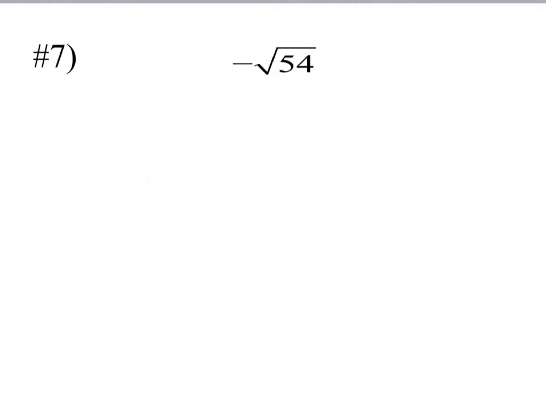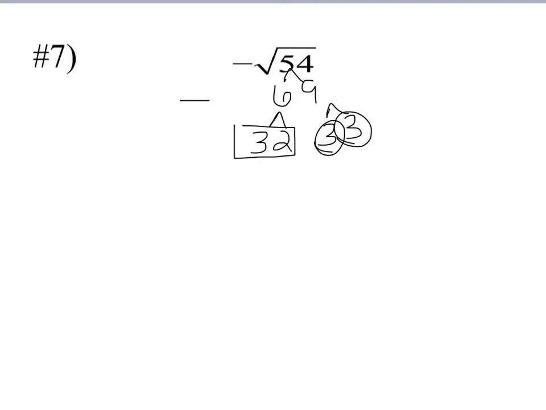All right, here we have negative square root of 54. So I keep my negative out front and go ahead and break up 54. 54 is 6 times 9. 6 is 3 times 2. And 9 is 3 times 3. So I can bring a 3 out front because it repeats twice. And I'm left with 3 times 2 on the inside.